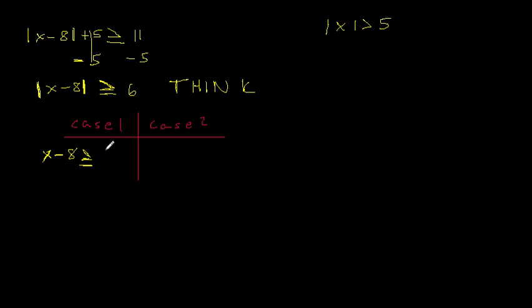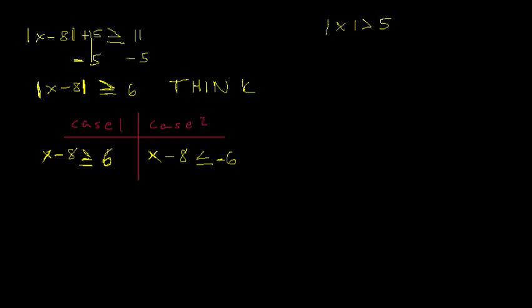So what could case 2 be? I want to offset it. In case 2, instead of a positive 6, I move in the negative direction and say negative 6. But since I'm using a negative value, I've got to flip the inequality symbol. So x minus 8 is less than or equal to negative 6.